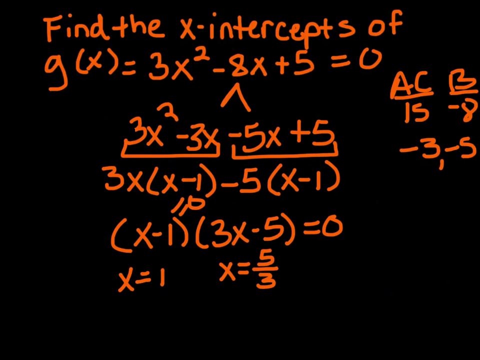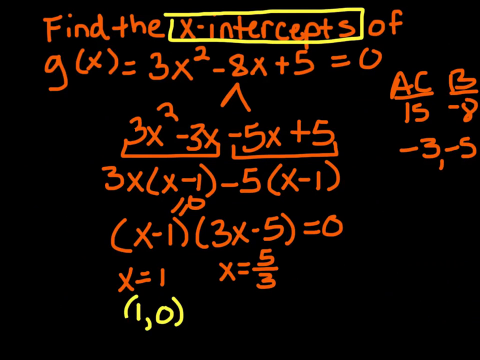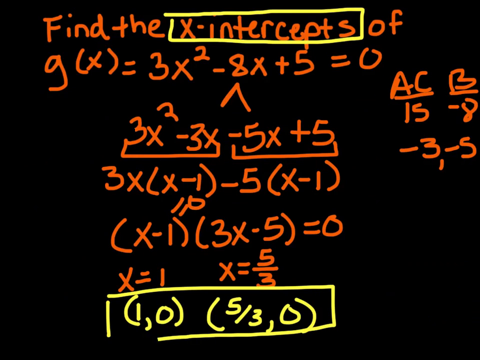But since we're finding the x-intercepts, we write them as ordered pairs. The x-intercepts are at 1, 0 and 5/3, 0. And that is the end of our factoring video.